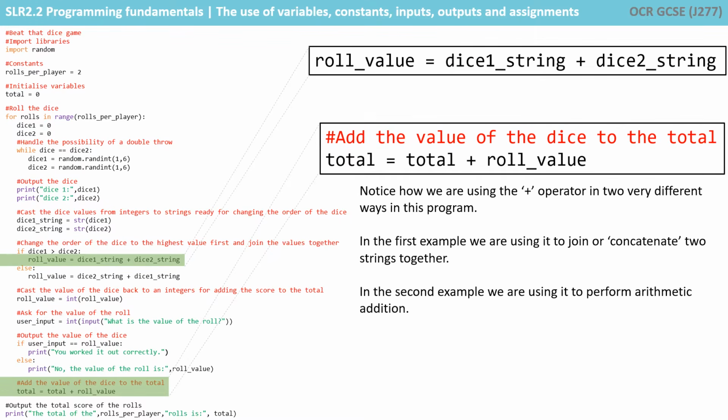You'll notice how we're actually using the plus operator here in two very different ways in our program. So in the first example, higher up the program, where we're saying roll value equals dice1 string plus dice2 string, we're actually joining together or concatenating two string variables. In the second example, the plus is performing an arithmetic operation of addition and is adding the value of total to the value of roll value. When the same symbol is used to do two completely different things, it's actually known as overloading, but this is not something you need to worry about at GCSE.